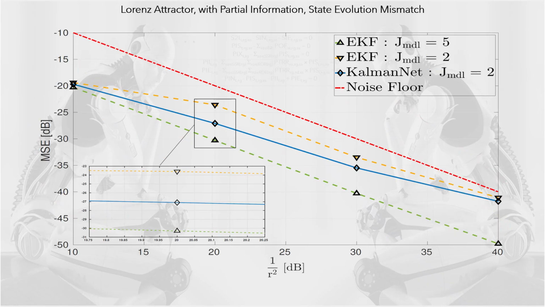The figure shows the Lorenz attractor, with partial information, with state evolution mismatch, and T=2000. For the mismatch of evolution of states, both KalmanNet and EKF operate with a rough approximation of the evolutionary dynamics obtained by calculating with J_mdl=2, while the data are generated with an expansion of the Taylor series of the order J equal to 5. The results show that KalmanNet, with the C4 fit, learns to partially overcome this model mismatch, outperforming the EKF that operates with the same partial information level.